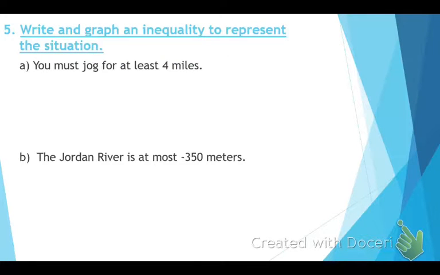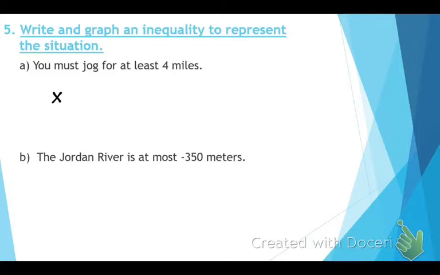All right, for the next one, it says to write and graph an inequality to represent the situation. You must jog for at least 4 miles. So imagine you go to PE today. The PE teacher says, despite the rain, I need you guys to get out there and you must jog for at least 4 miles. All right? The first thing we're going to start with every time is our variable. What will we write for our variable? We'll write an X, okay? You could put anything. You could put J for jogging, but we'll just put an X.